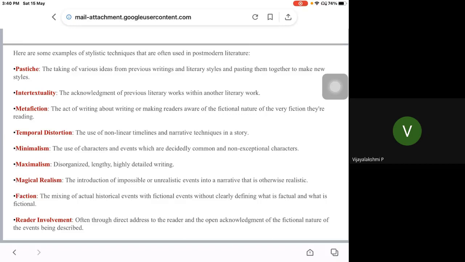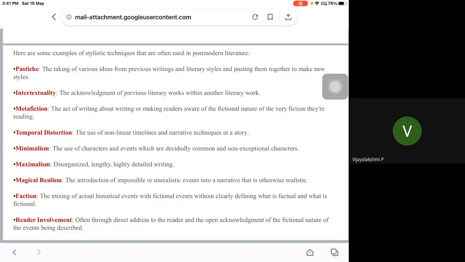That is the use of non-linear timelines and narrative techniques in the story. Going into the past and going into the future, not actually following a linear sort of narration. Like, for example, in The Prime of Miss Jean Brodie, where the narration does not follow a linear time. It jumps forward, it goes backward. So that kind of temporal distortion is happening. Then minimalism, the use of characters and events which are decidedly common and non-exceptional.